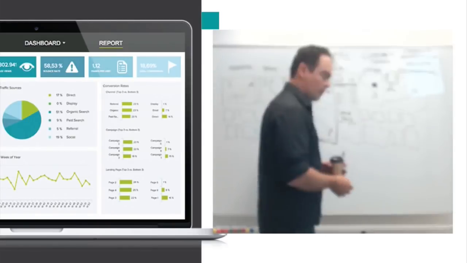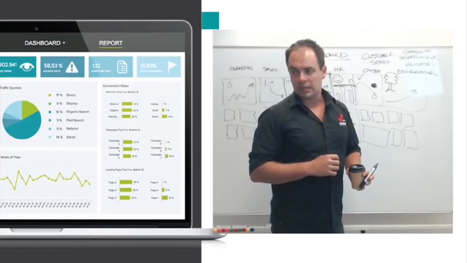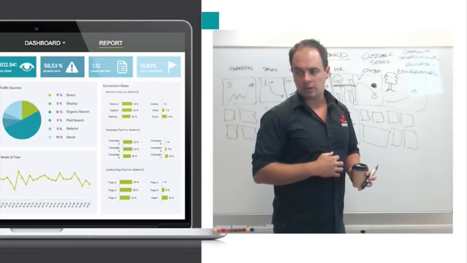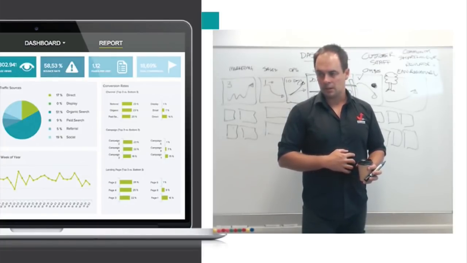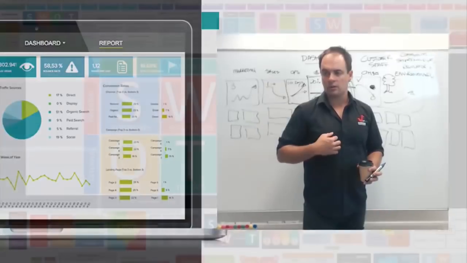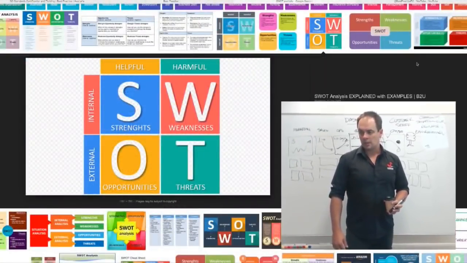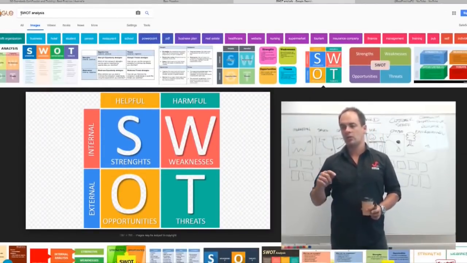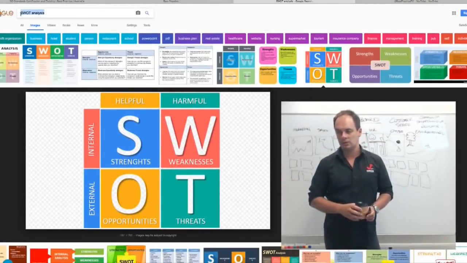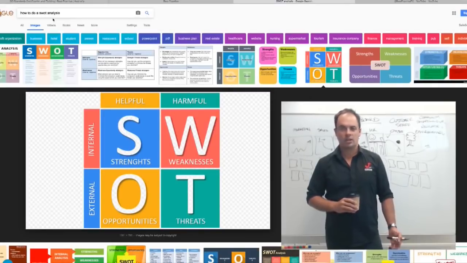Sure. My first tip is do a Google search. Can you do that for us, Jack, now? Can you just bring up a quick Google window and we'll do a quick SWOT analysis Google search. So Jack's just going to do a quick Google search for you. And let's see how we go. Can you do a Google search, how to do a SWOT analysis? There you go, it's there. Look at that. Someone searched this before.